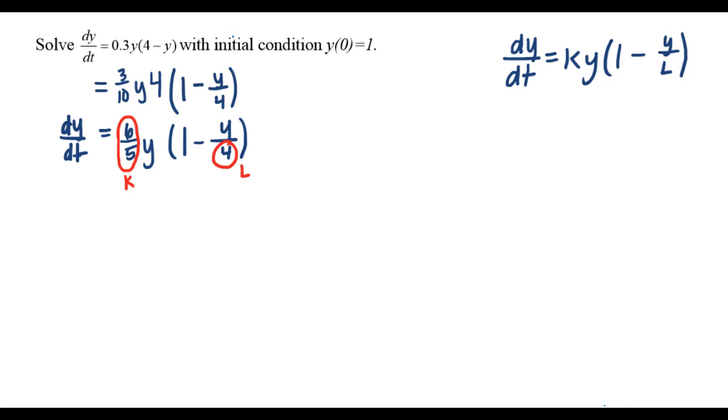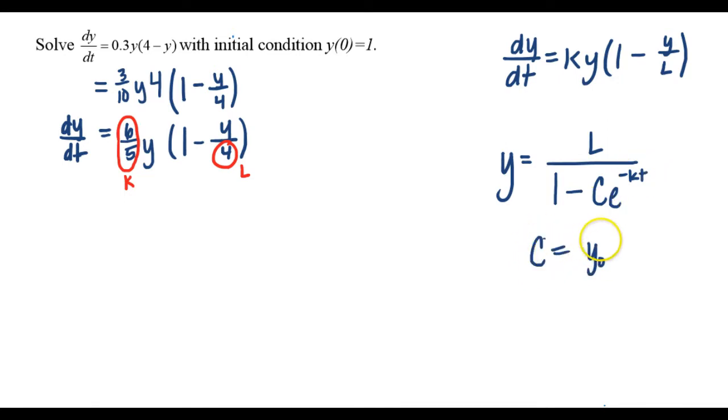And now we substitute into our formula for the solution curve. So our formula is going to be y equals L over 1 minus C e to the negative kt, where C has its own formula: it's the initial condition minus L over the initial condition.